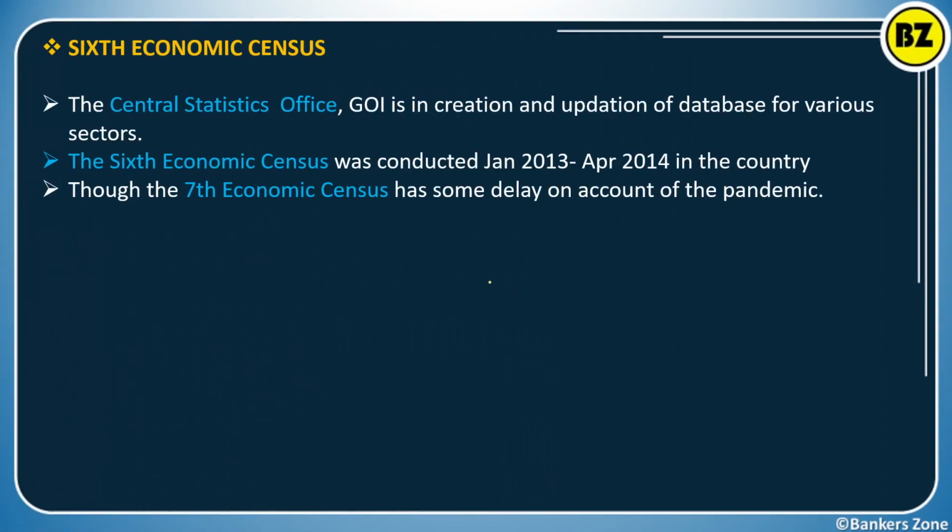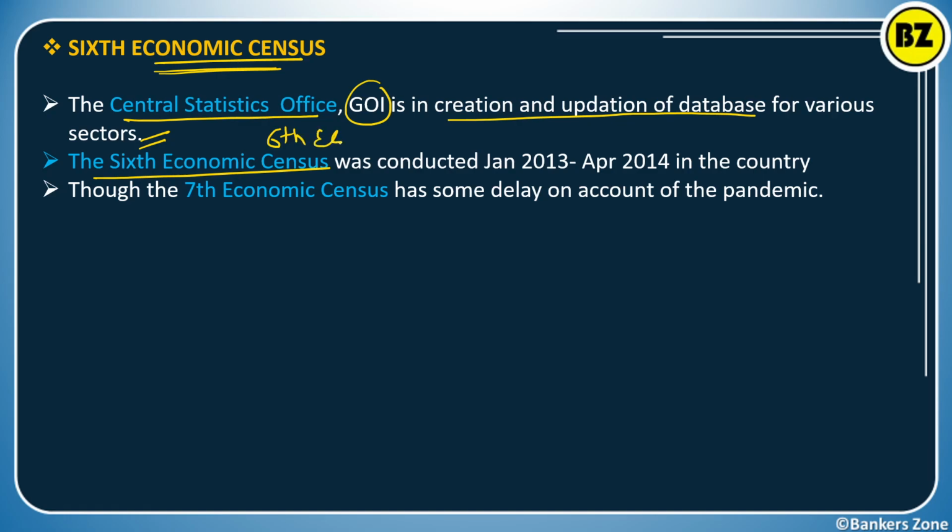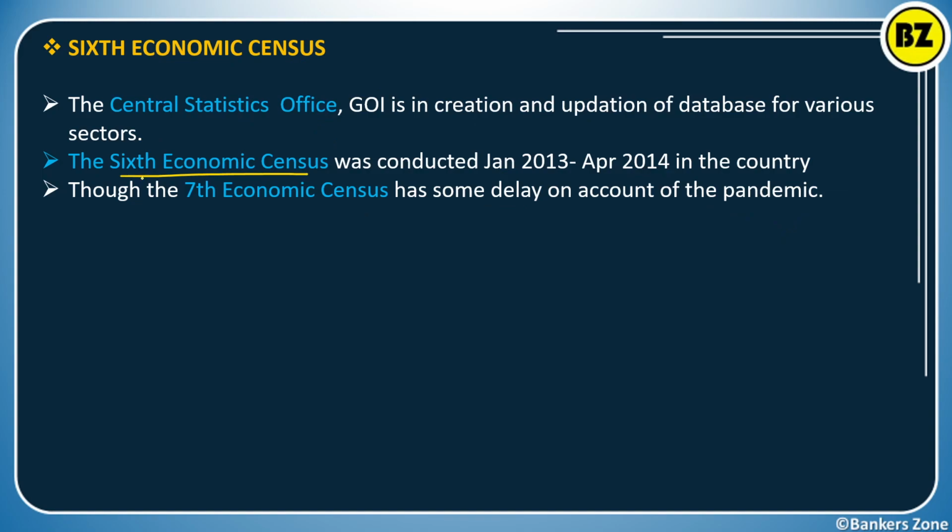Okay, now see, the sixth economic census. What do you mean by economic census? See, economic census means, we are doing a census, right? So we count the people. In the same way, here we are looking at the economic parameters of the country. So the CSO, that is the Central Statistical Office of the Government of India, is in charge of the creation and updating of the database regarding the various sectors of the Indian economy. The sixth economic census was conducted from January 2013 to April 2014. The seventh economic census has been delayed due to the COVID pandemic, right? So we only have the data for the sixth economic census.